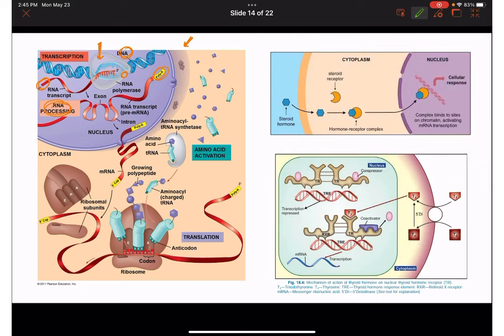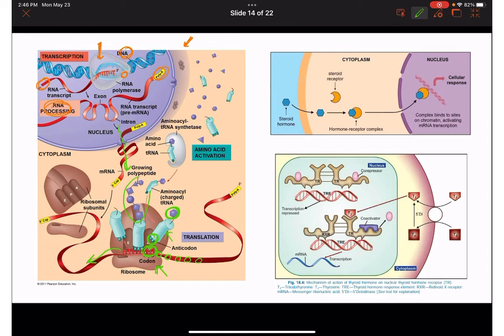Now that mature mRNA is going to move into the cytoplasm, and it's going to be taken up by the ribosome, and it's going to be shuffled through the ribosome. And as that happens, new codons are going to come through the different sites. And so here we have an AUG codon. So a tRNA with an anticodon complementary to that is going to bind to it, and it's going to add this new amino acid onto the polypeptide chain.